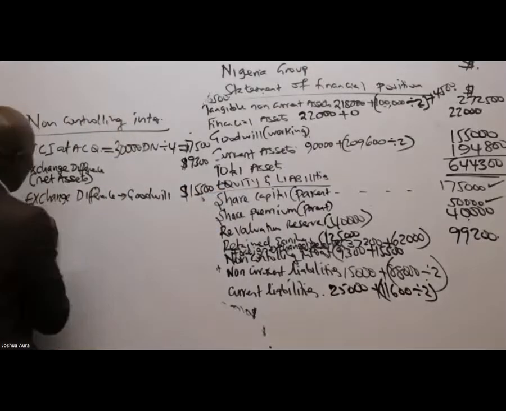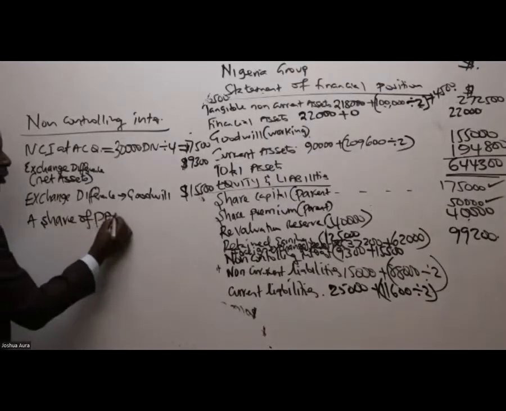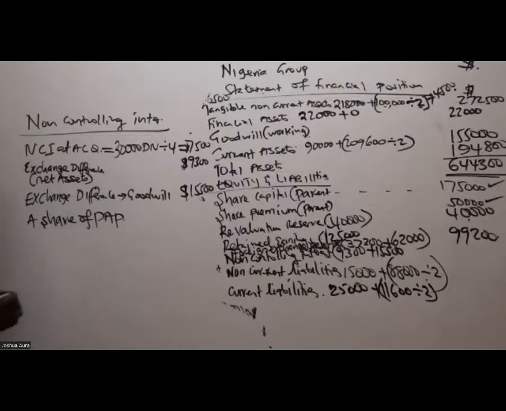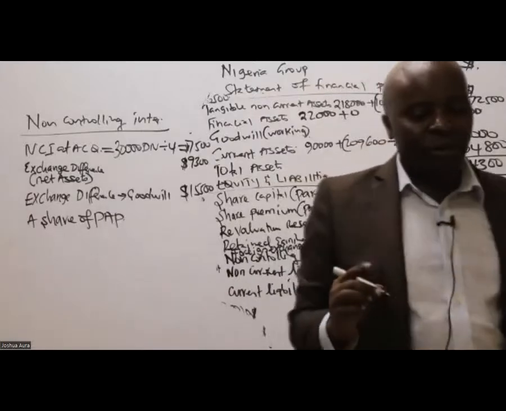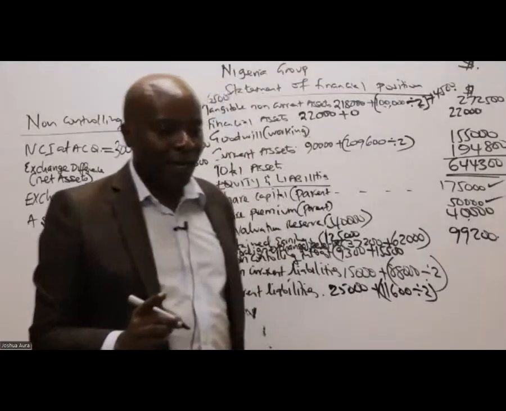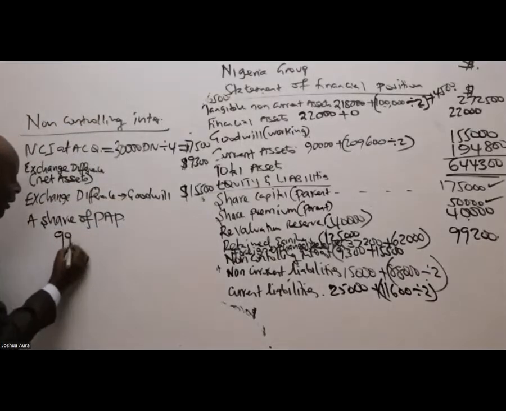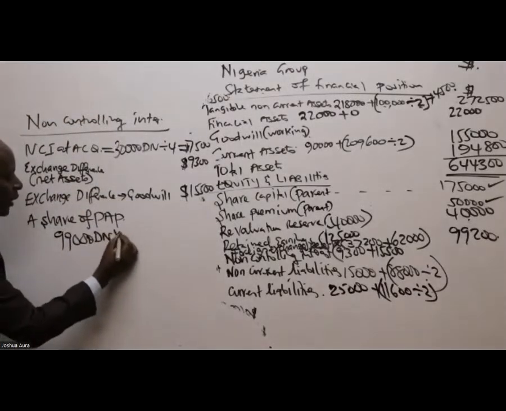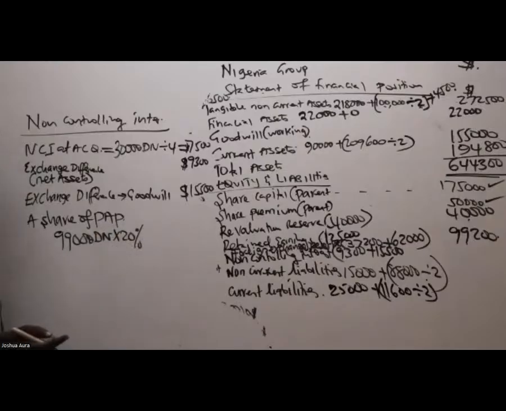Also, these guys must always get a share of PARP. Is there anybody who is able to remember our PARP figure? It was in DNs. Our PARP figure is 99,000 DNs. We are only giving them their share of these 99,000 DNs. But again, remember this has to be retranslated to get into dollars.